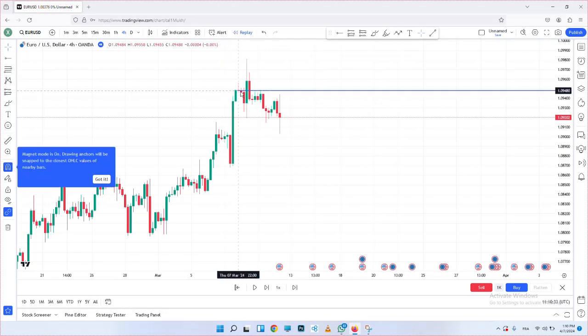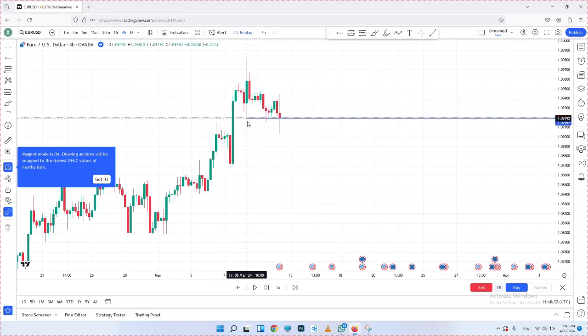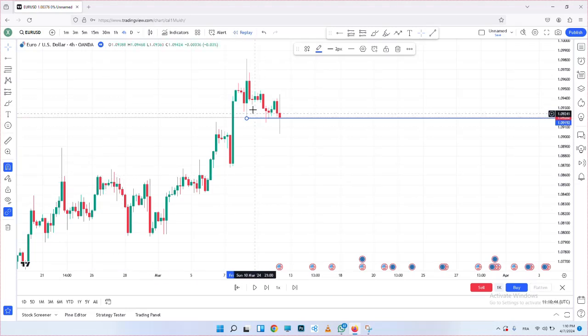Okay. After getting this confirmation, this was our invalidation level. And I told you guys I'm going to explain what is invalidation. I only explained the validation because this one is the area which validates the bullish of the market.